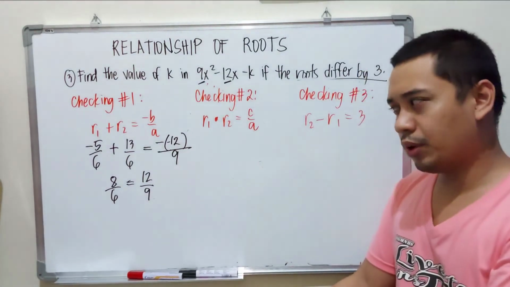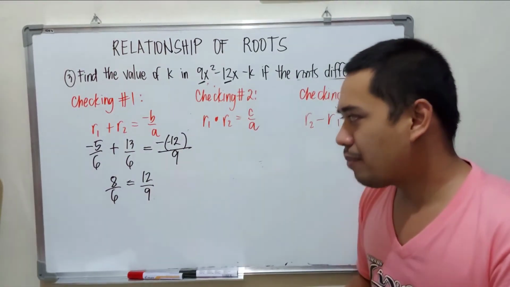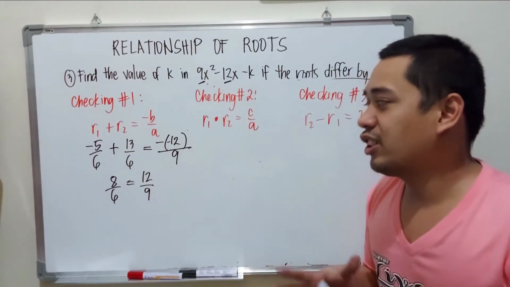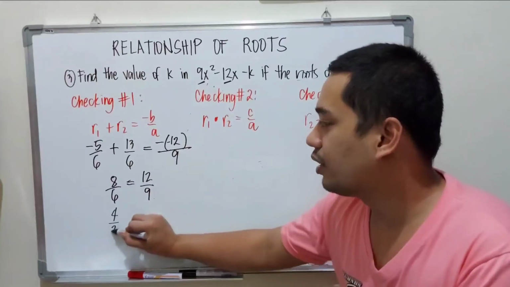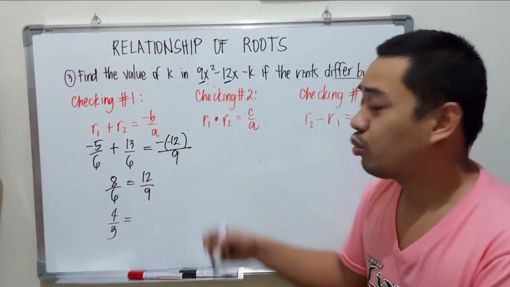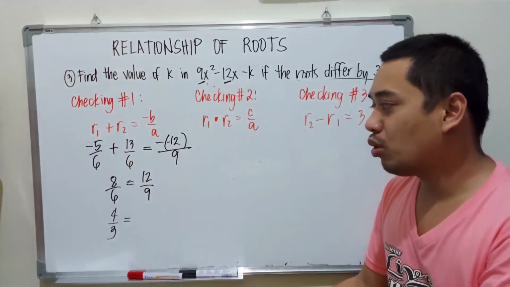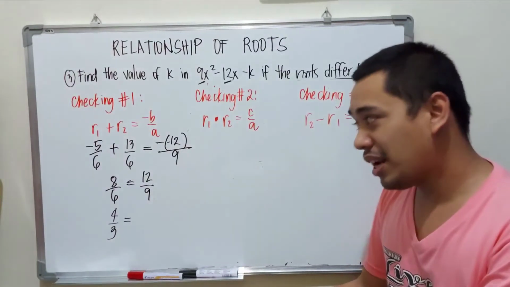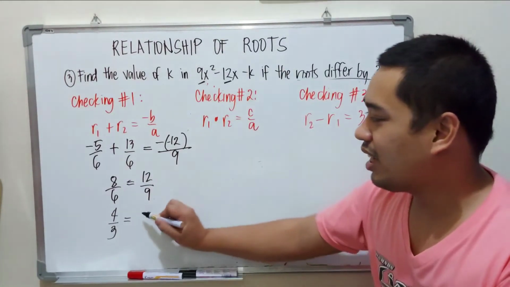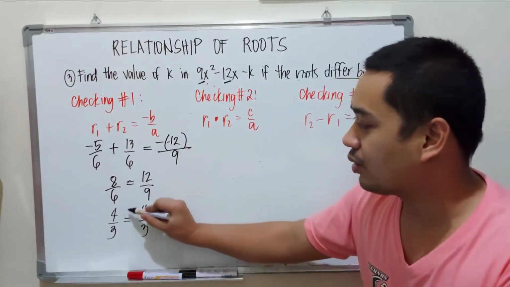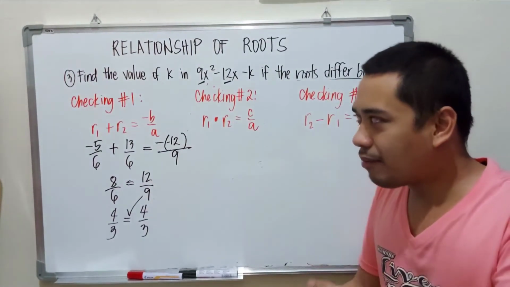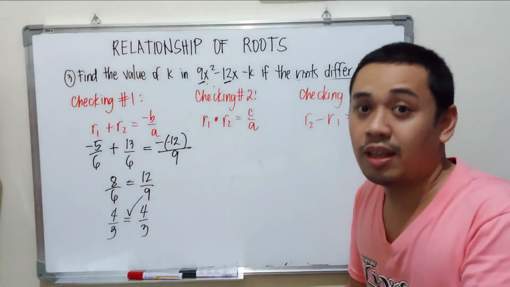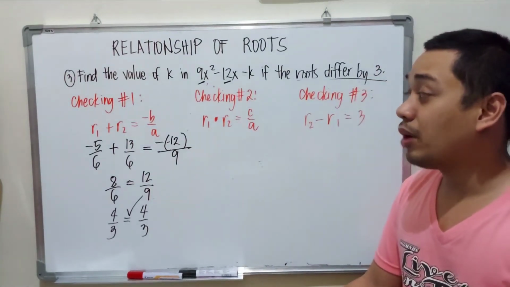Anong simplified form ng 8 over 6? Diba, by dividing both parts by 2, we will have 4 over 3. Then, yung 12 over 9 naman, dividing both parts by 3, since yun yung common sa kanila, we can have 4 over 3 as well. Then, check or na-prove natin siya na tama under the first condition. Next, paano naman yung products?